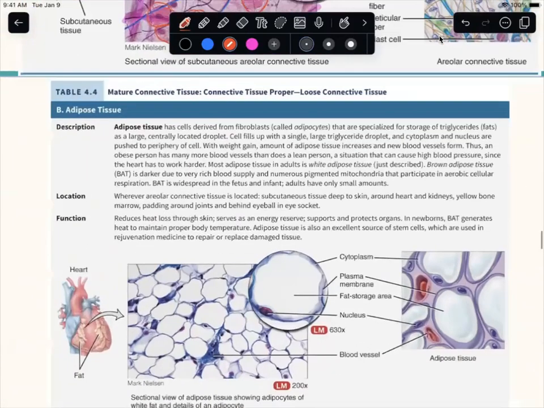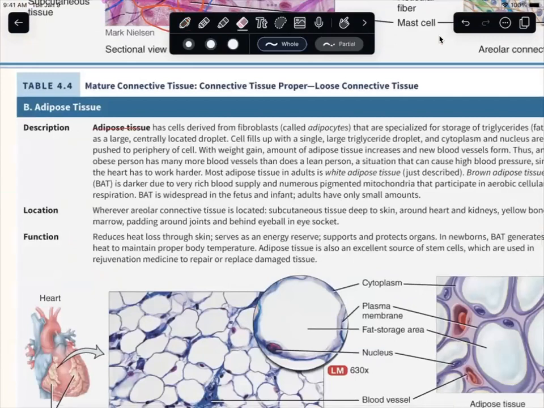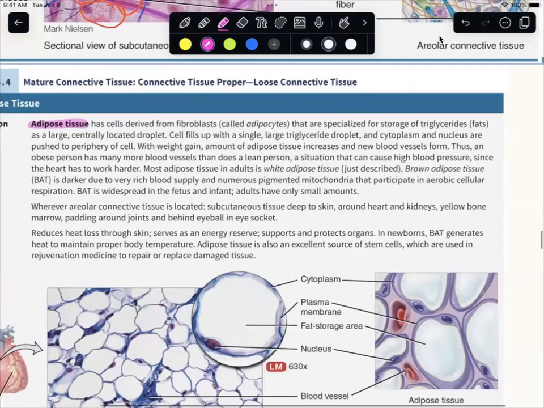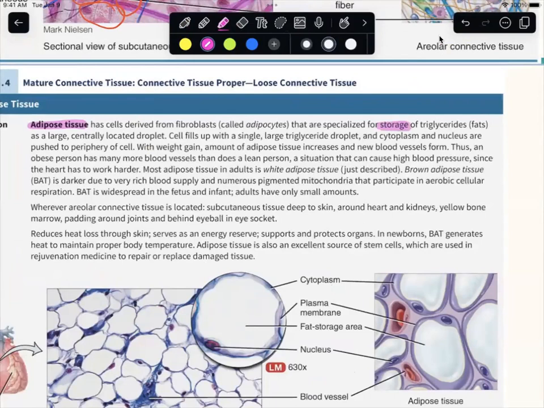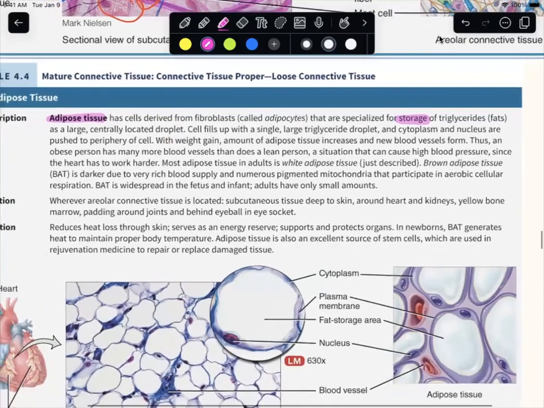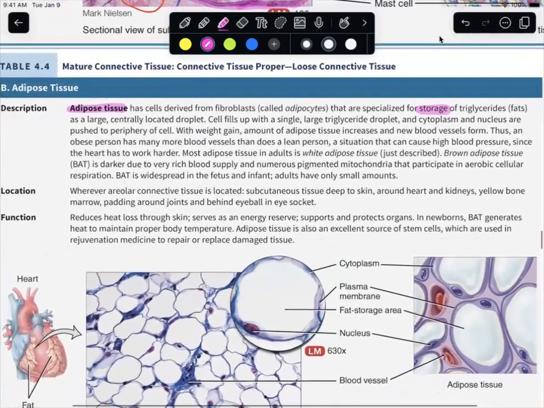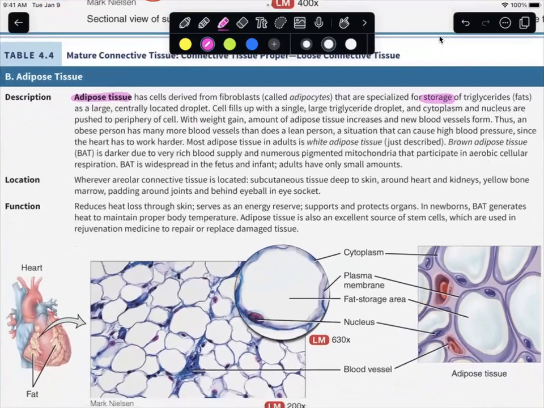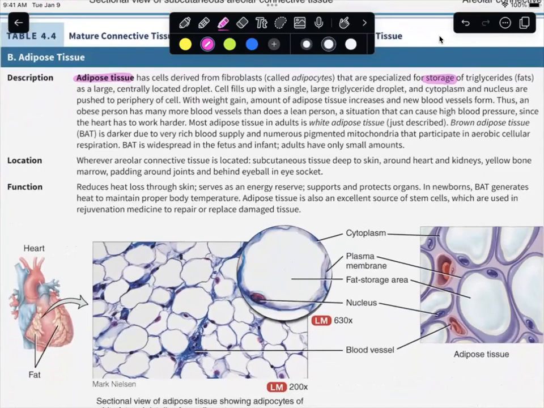Adipose tissue, aka fat cells. Those fat cells, their main job is storage. If we look at these cells, they look like big white bubbles. And the interesting thing with adipose cells, their nucleus is always pushed to the outside because so much of that cell is used for storage that that nucleus gets pushed out to the end, outside edge.